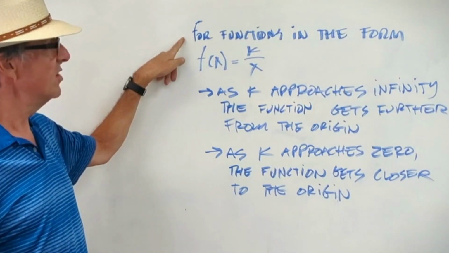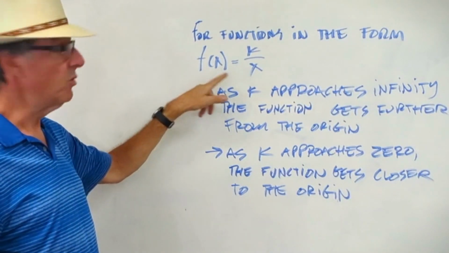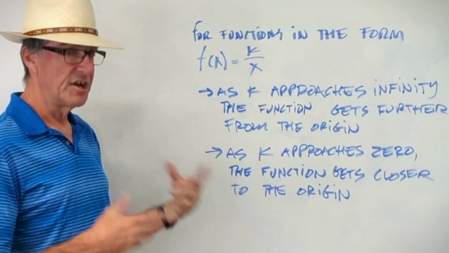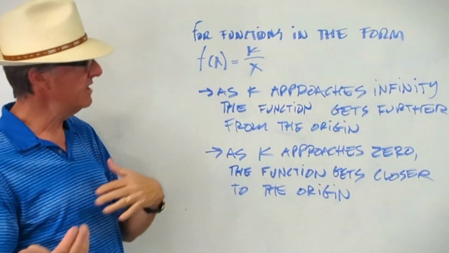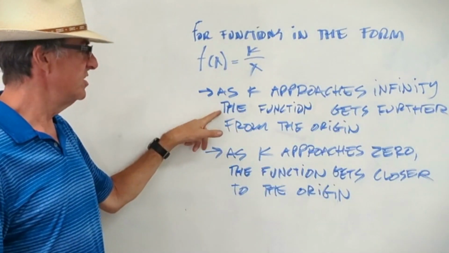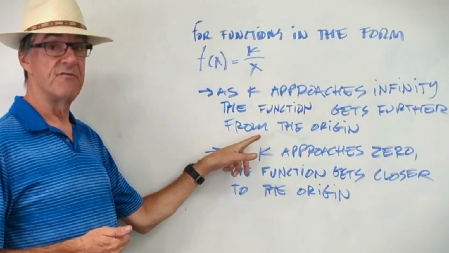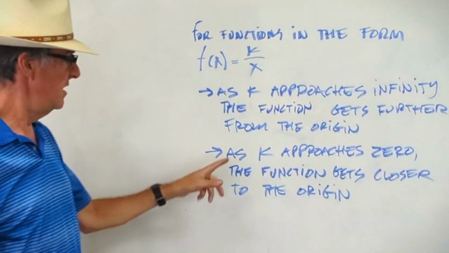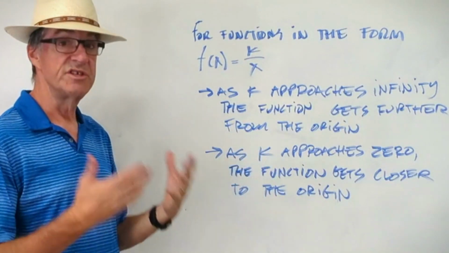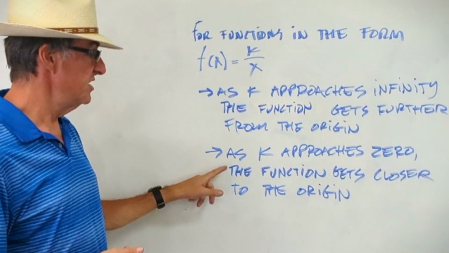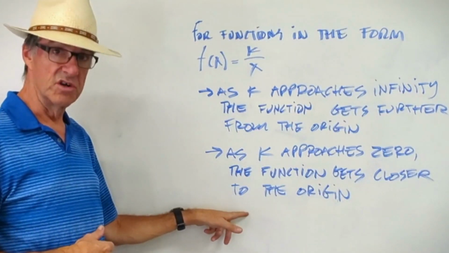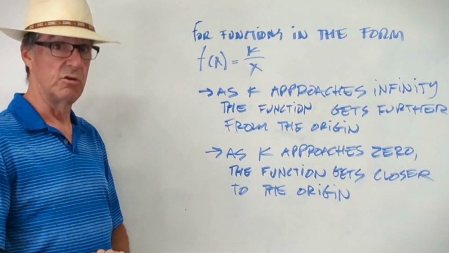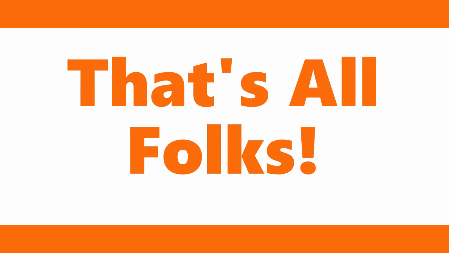So, for functions in the form f of x equals k over x, as k approaches infinity, and I should say from positive infinity and negative infinity, but this will do, the function itself gets further and further from the origin. So that curve is pushing out from the origin. Conversely, as k approaches 0, the function is going to get closer and closer to the origin. We showed that on the graph. You can also look at that mathematically with the value of the function, and you'll reach the same conclusion.